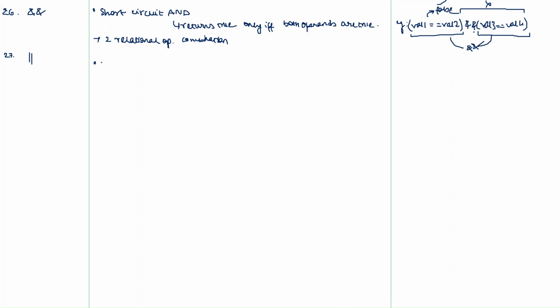This is known as short circuit OR, and very specifically it is also used to combine two relational expressions. These are also considered conjunction operators, because they join two relational expressions. So in the same condition, we replace it with an OR operator. Even if this is false and this is true, it will return that the condition is true. It just needs one true.